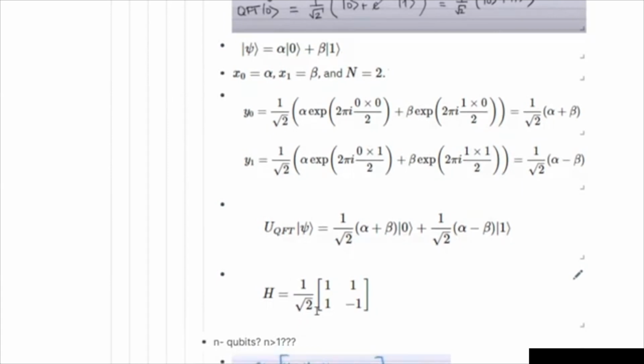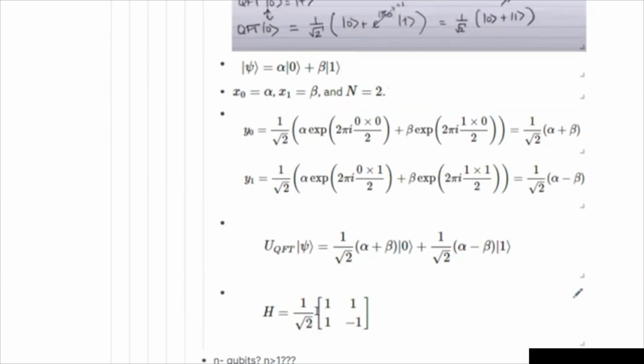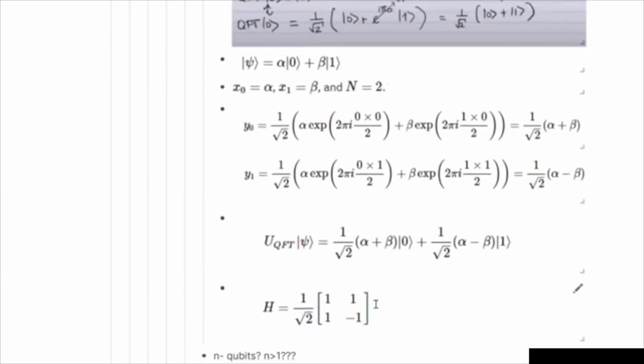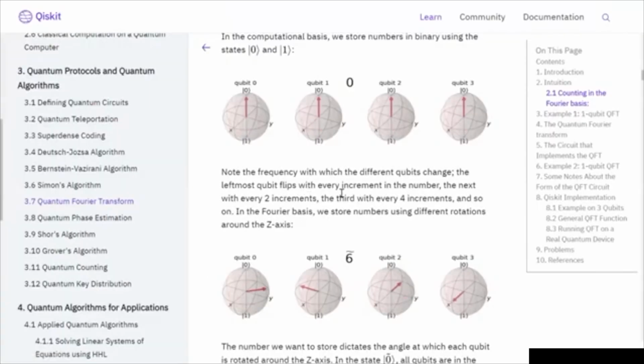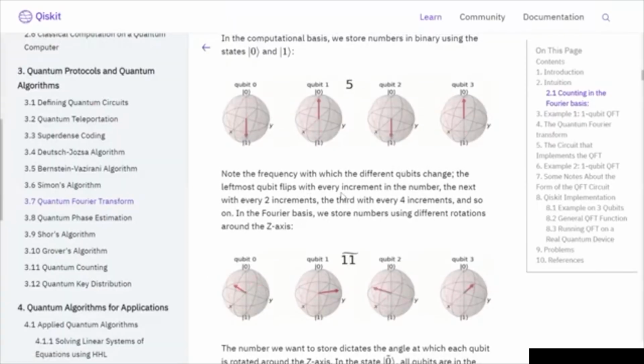So what if the number of qubits is increased? What if we have more than one qubit? So I'll just show you a reference here. This is actually the reference from which I took a lot. This is the Qiskit textbook.